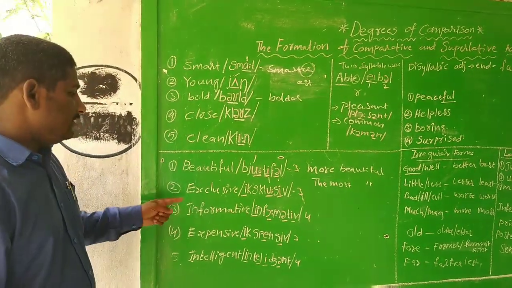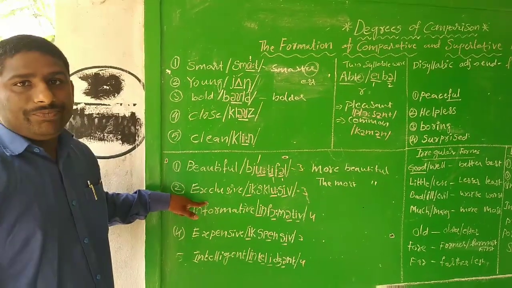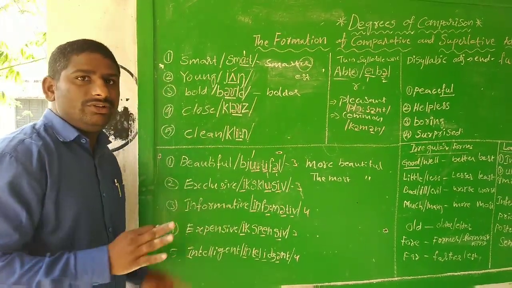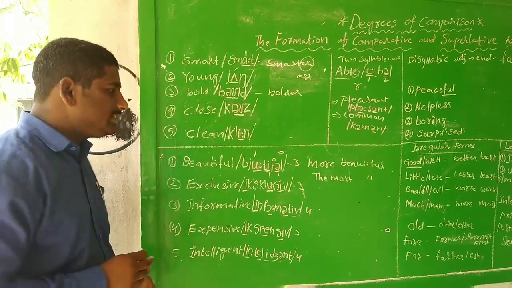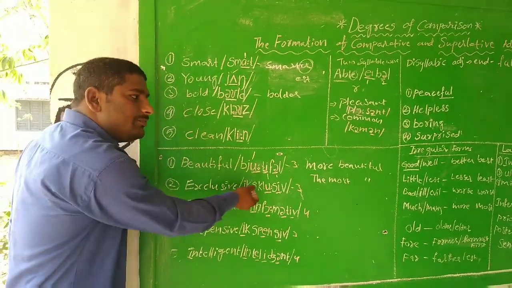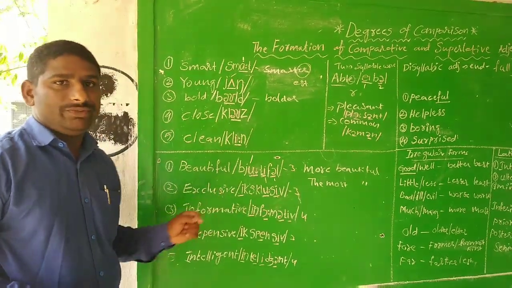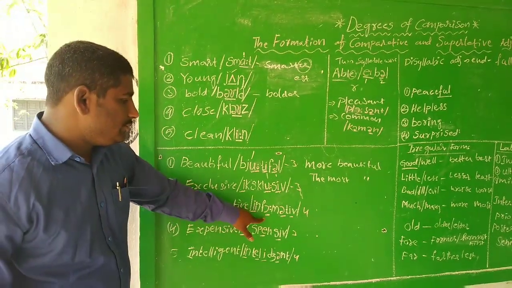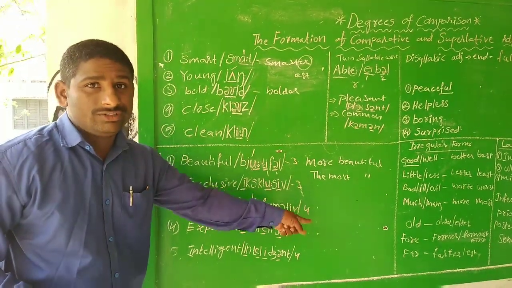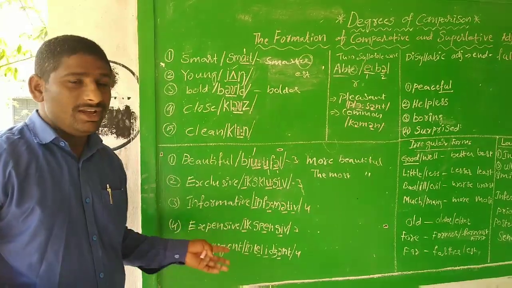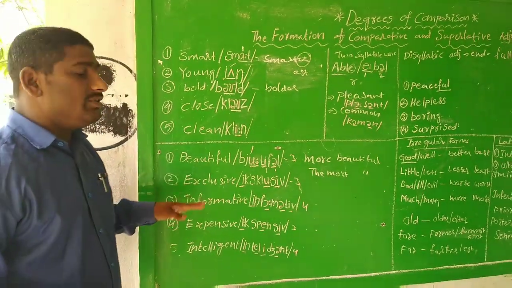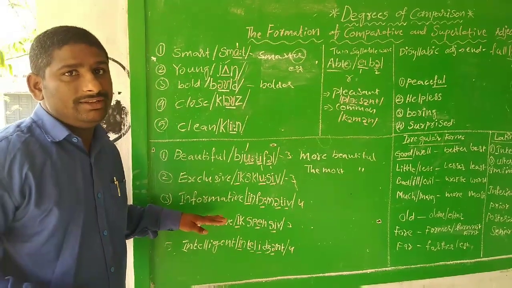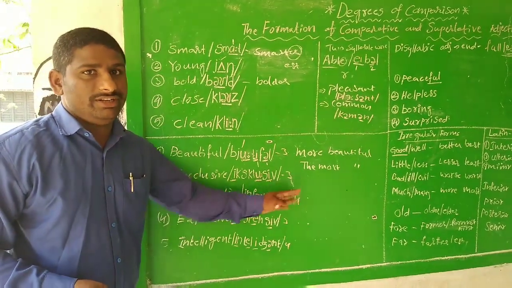Another is exclusive. Here also we have 1, 2, 3 sounds, so it has 3 syllables. So this can be more exclusive and the most exclusive you can say. And informatic. Here is also 1, 2, 3, 4 syllables, so you can call it a polysyllabic word, and it can be used only with prefixes: in comparative more informatic and in superlative the most informatic.